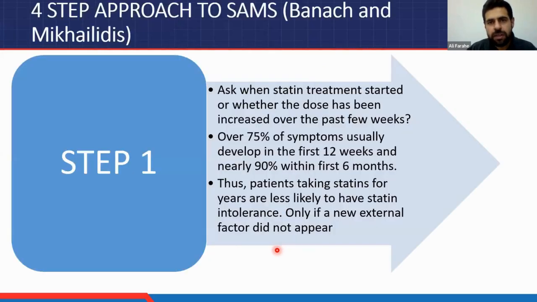So this is the approach by Banach and Mikhailidis, a four-step approach of how to approach SAMS. The first step is to establish the temporal association between statin and onset of the symptoms. Usually in 70% of patients, symptoms occur within the first 12 weeks, and in nearly 90%, symptoms occur within 6 months. So the patients who have been taking statins for many years and then develop some muscle symptoms are usually not due to statins.